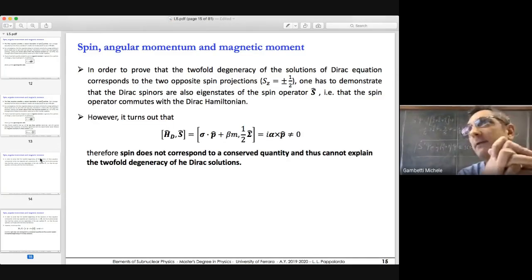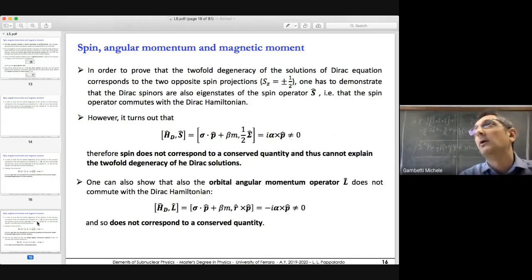However, it turns out that this is not the case. If you calculate the commutator of the spin operator with the Dirac Hamiltonian, which is written explicitly here, and also the spin in terms of the sigma operator, then you see that the commutator is not 0, it's given by this vector product here. And therefore, the spin does not correspond to a conserved quantity in the Dirac theory, and thus it cannot explain the two-fold degeneracy of the Dirac solution. So we had a good idea, but the idea is wrong in the end.